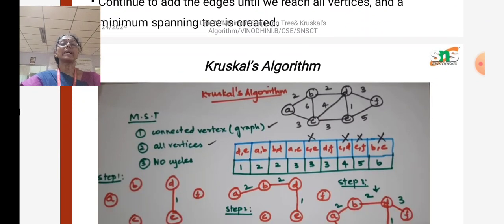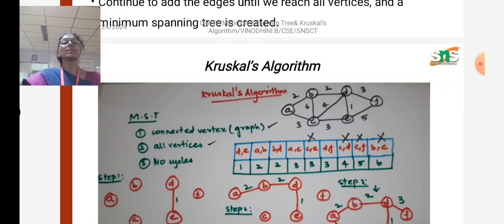For the given graph, the graph contains 6 vertices. A minimum spanning tree should have connected vertices and it should not form a cycle. So from the given graph, first we sort all the edges from low to high.